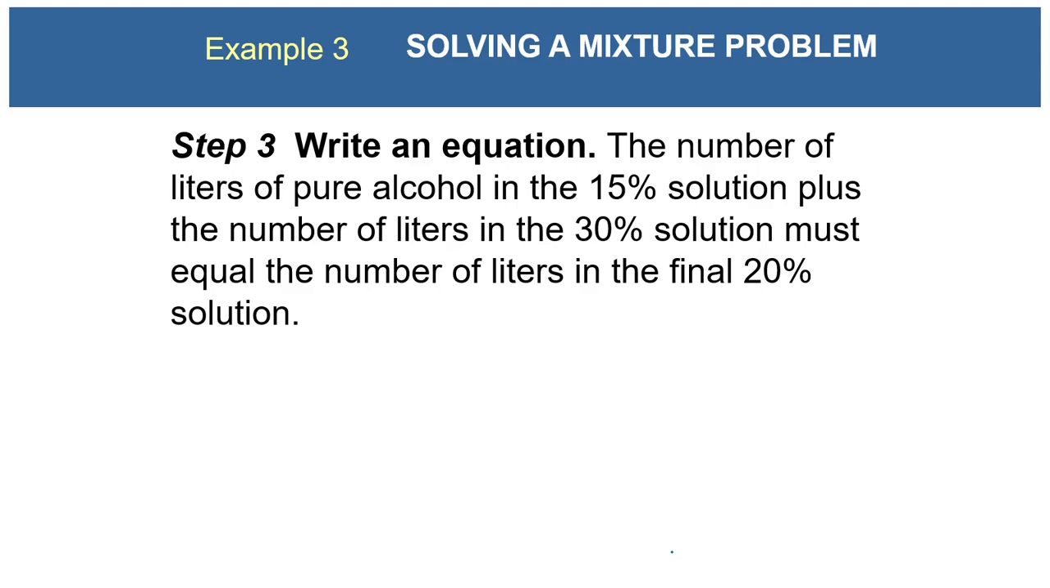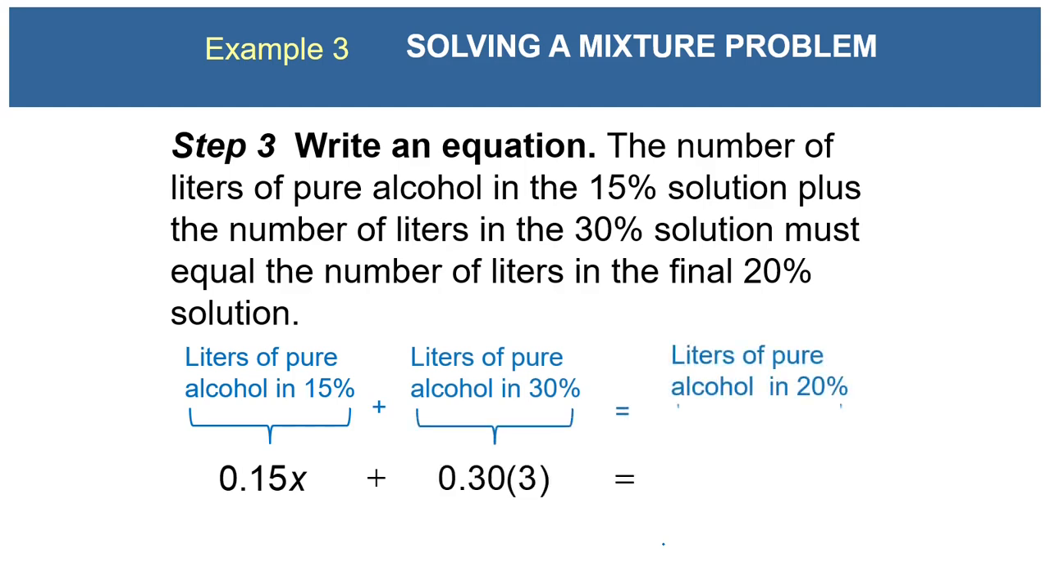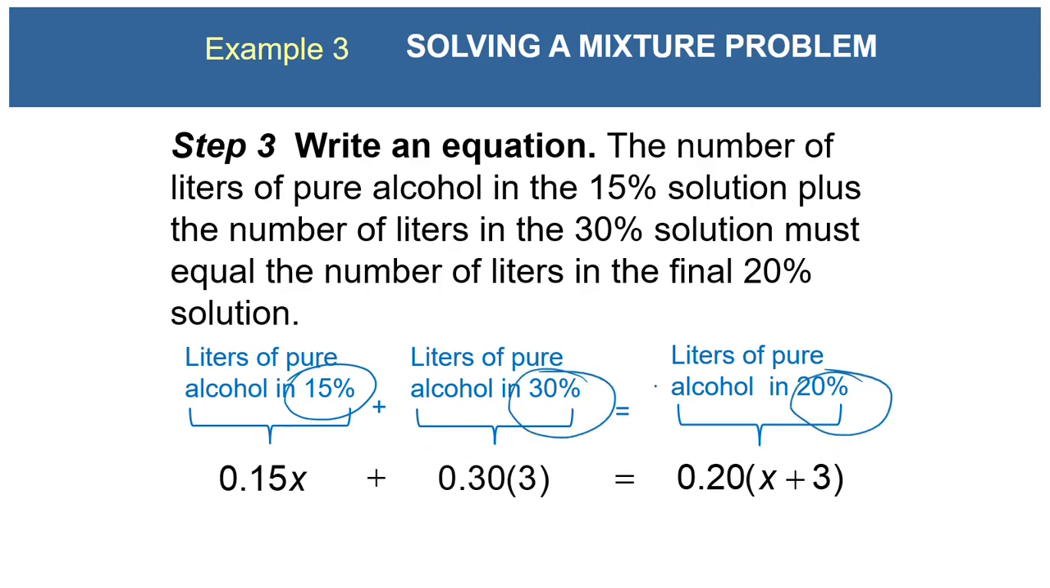In step 3, we want to write an equation. The number of liters of pure alcohol in the 15% solution plus the number of liters in the 30% solution must be equal to the number of liters in the final 20% solution. So let's create an equation. We have 0.15x plus 0.30 times 3 equals 0.20 times x plus 3. Again, we're looking at the amount of alcohol in the 15% solution added with the 30% solution to make our 20% solution.